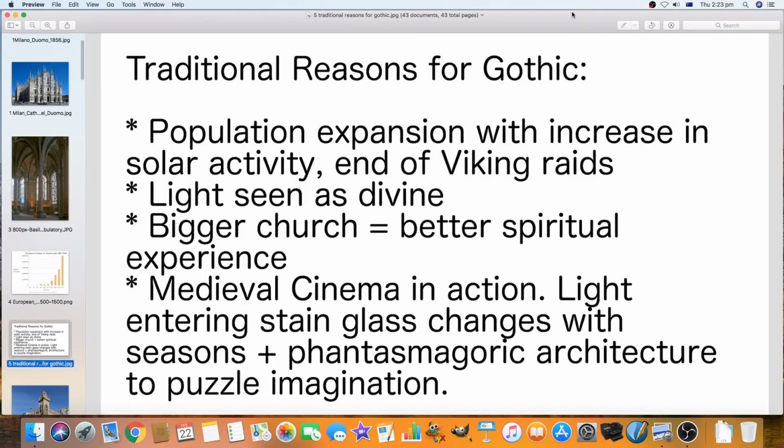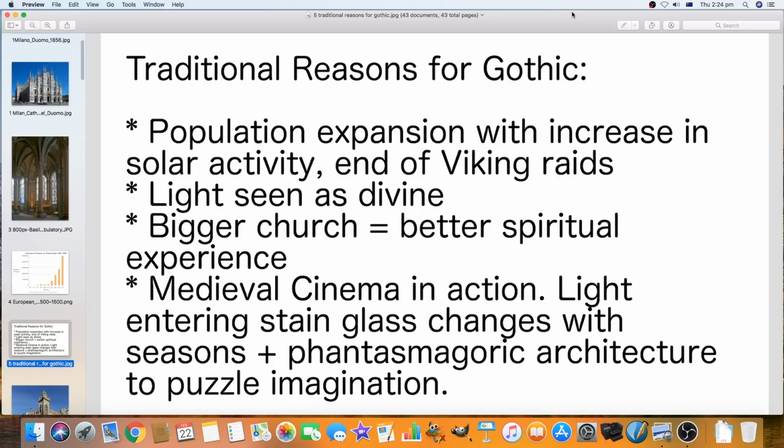So let's look at the traditional reasons for Gothic. Population expansion with increase in solar activity and the end of the Viking raids. Light was seen as divine. A manuscript, possibly from the Library of Alexandria, contained information that light was God. And they wanted to get light into churches. Also, they thought a bigger church makes a better spiritual experience. So the churches, as we will see, got incredibly huge.